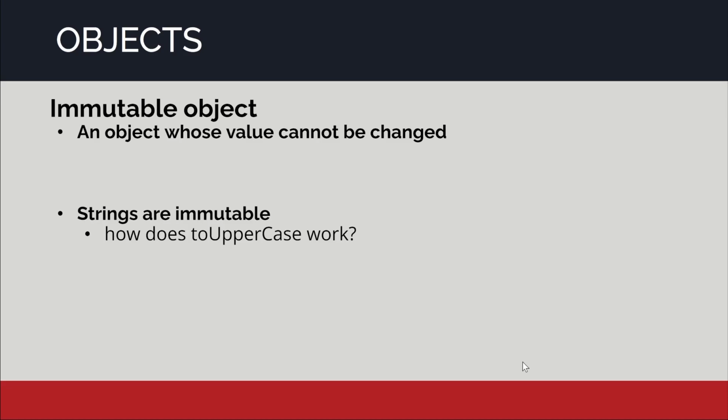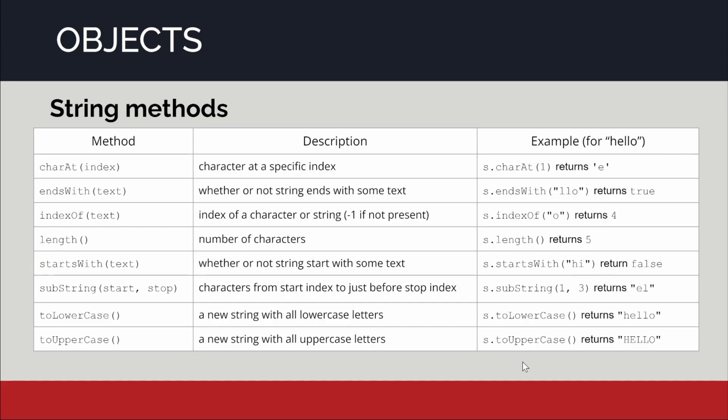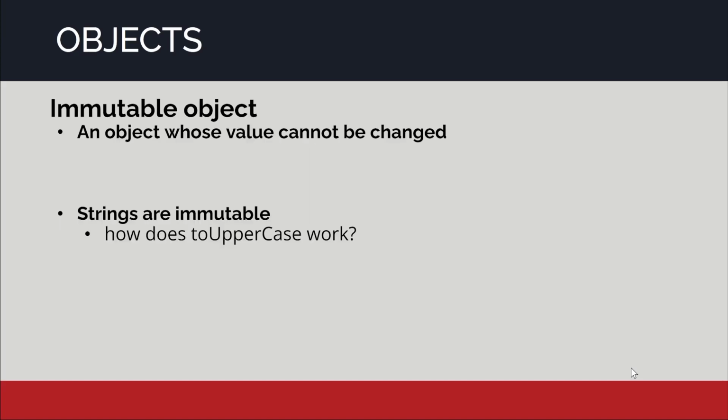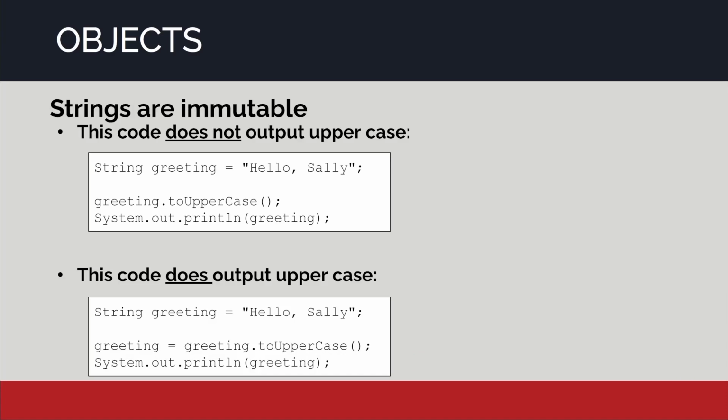So if that's true, if you can't modify a string, then how in the heck does to uppercase work? Like I just said, it takes the string and converts it to uppercase. If I can't change the string, then what's going on? Well, the answer is that those methods return new strings. They don't change the string itself.